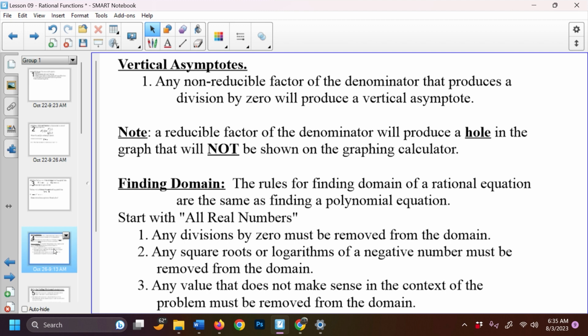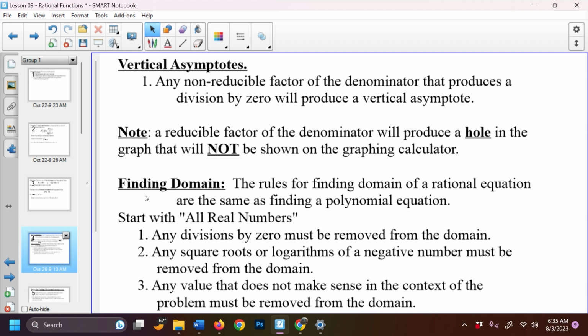We will show examples of reducible and non-reducible zeros in a moment, but a reducible factor of the denominator will not produce a vertical asymptote, but instead it will produce a hole in the graph. And unfortunately, that is one of the weaknesses of Desmos. It will not be shown on the graphing calculator.